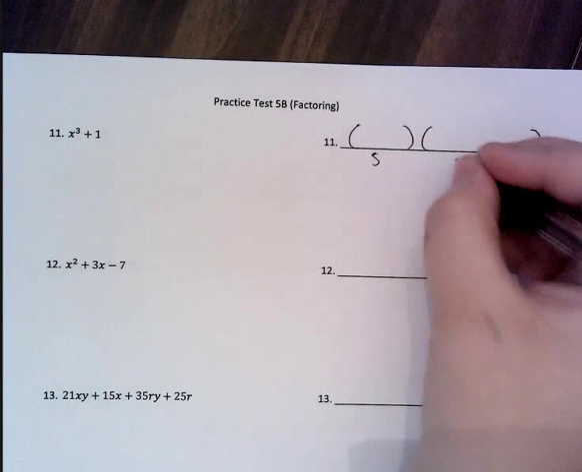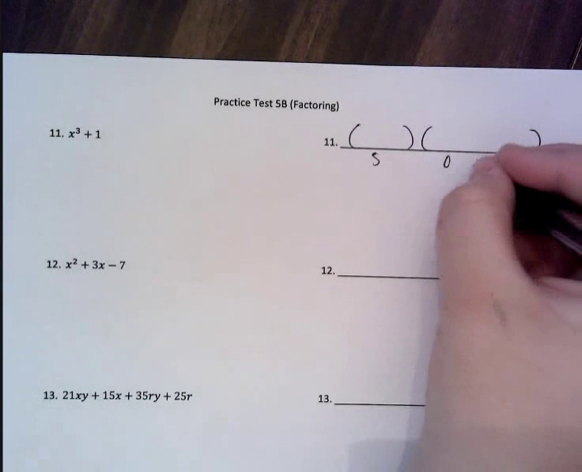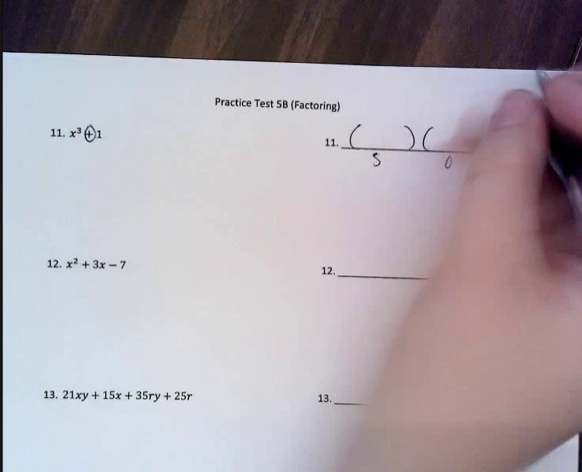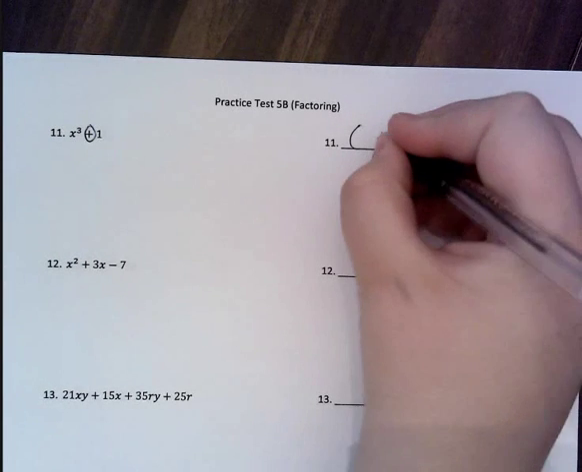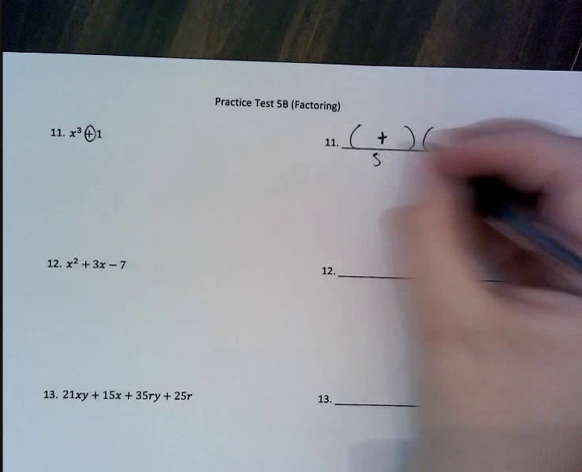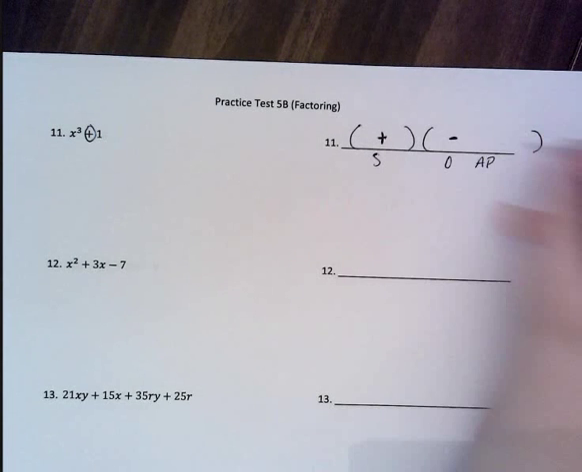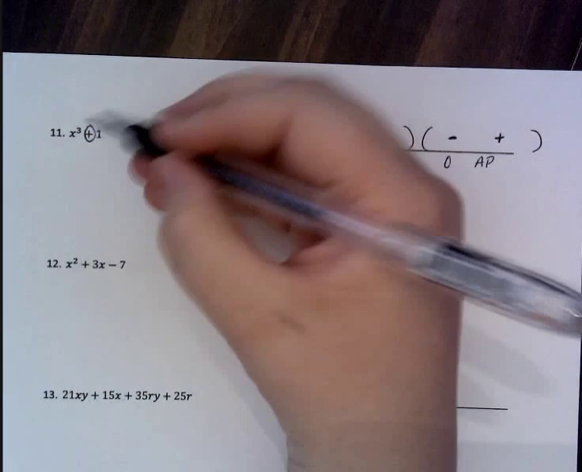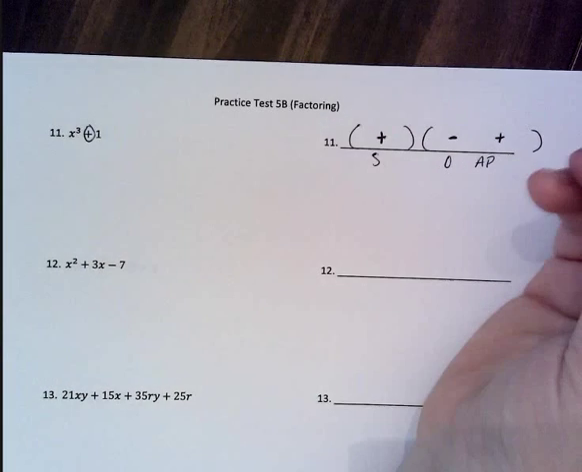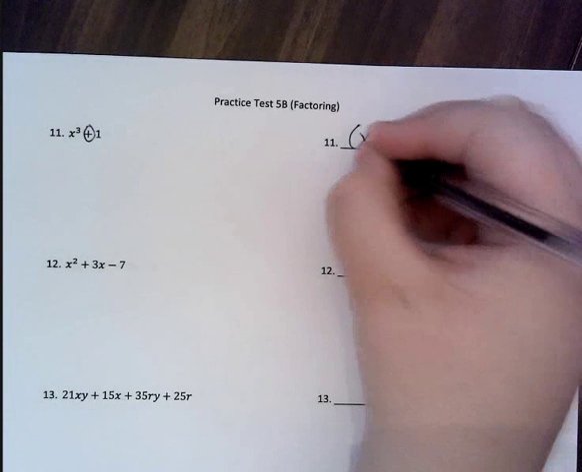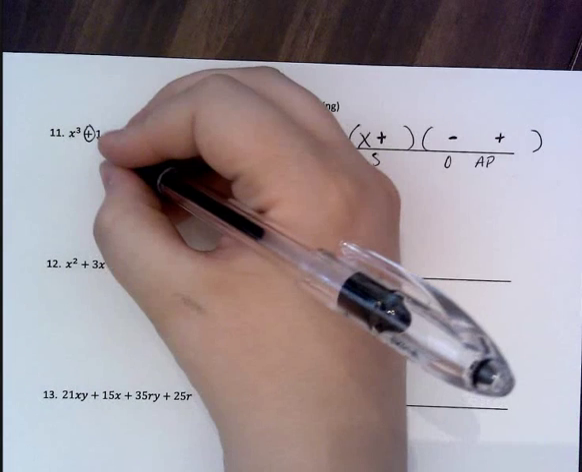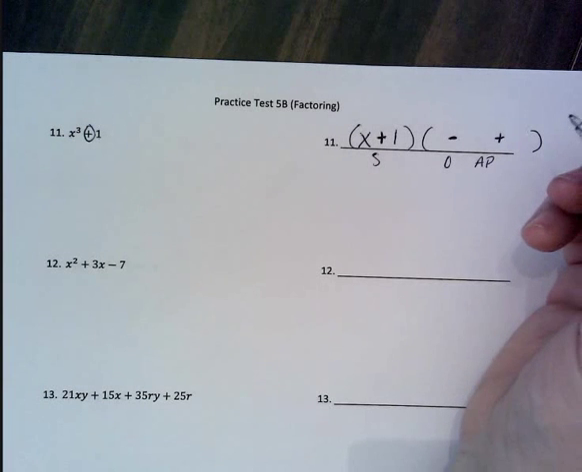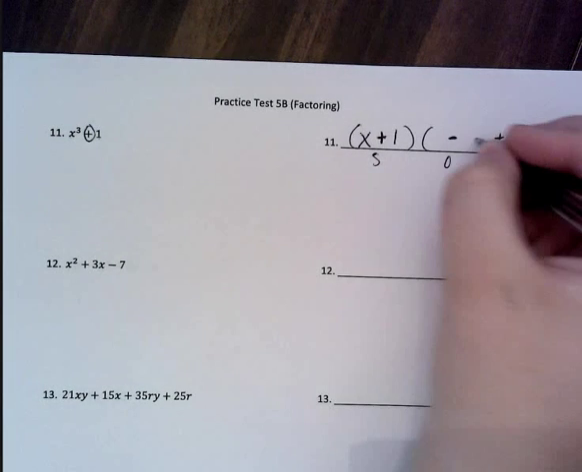So same, opposite, always positive. Since we started out with a plus, we're going to have a plus here for the same. Opposite of a plus would be a minus, and then this one is always positive. So what times itself 3 times gives me x to the 3rd? The answer is x. What times itself 3 times gives me 1? The answer is 1. So then you square, multiply, square.